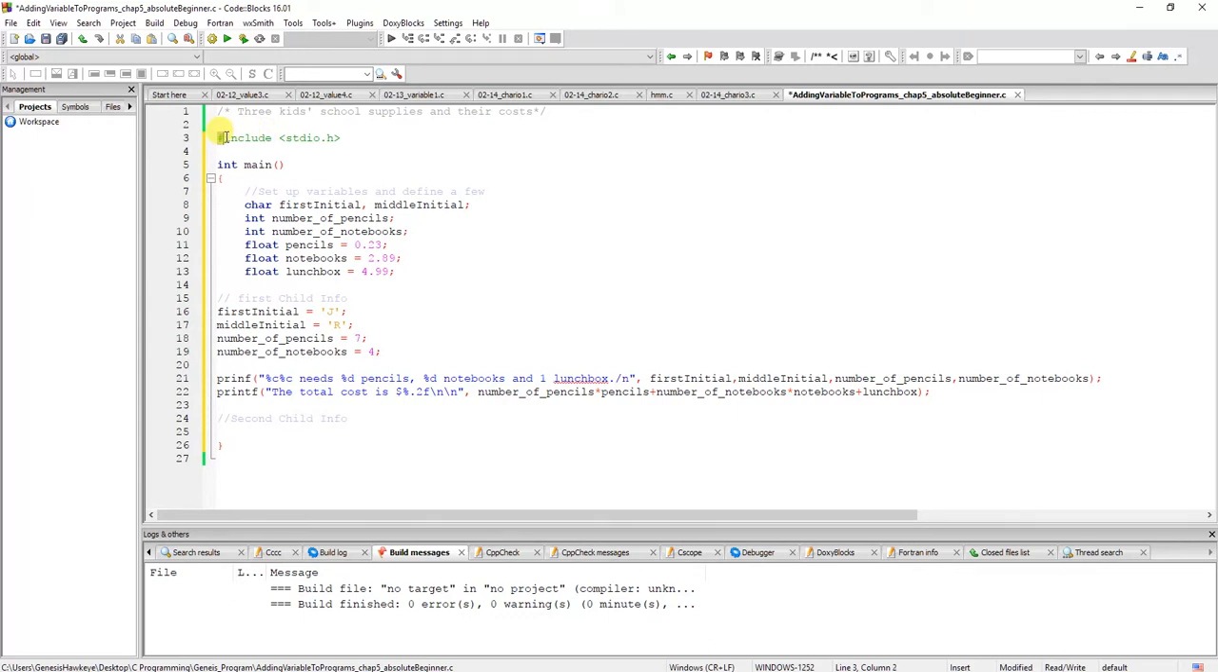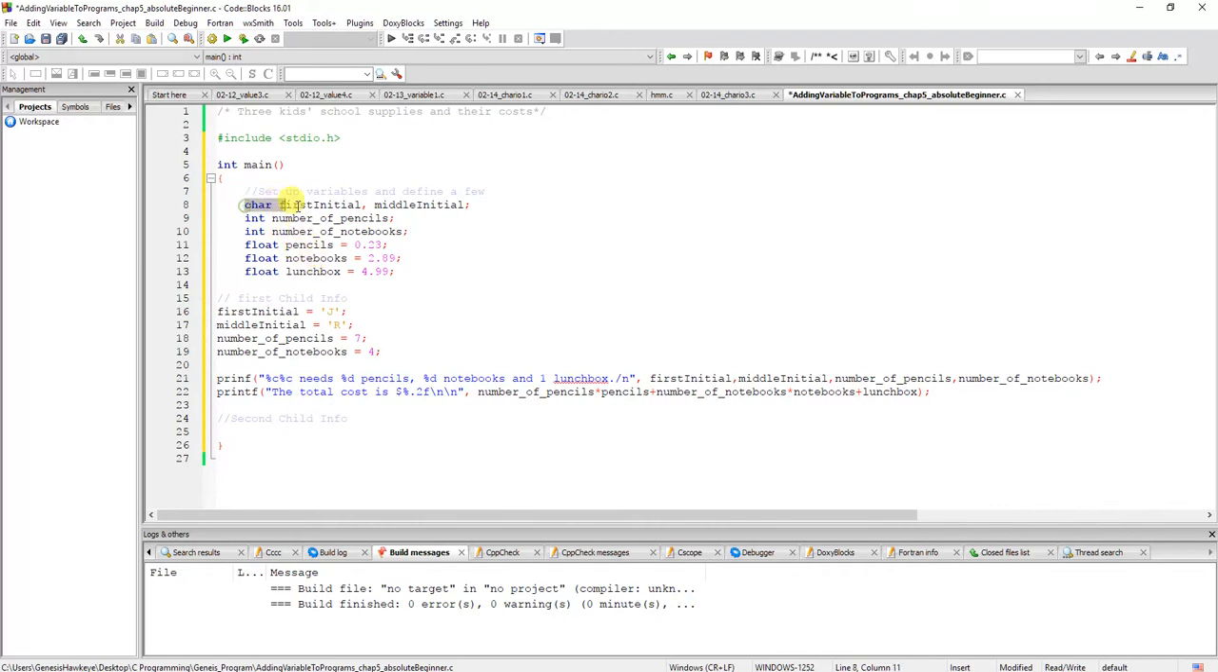So I included this preprocessor here called include stdio.h. stdio means standard input output, and .h. And I put the main function here, and I made it have a comment here. What I'm doing here in the beginning is setting up my variables and defining a few of them.